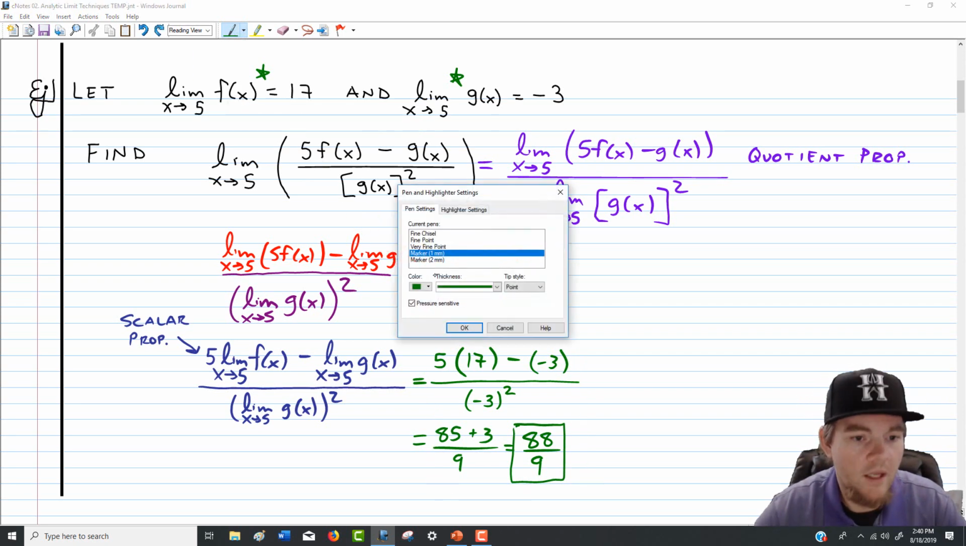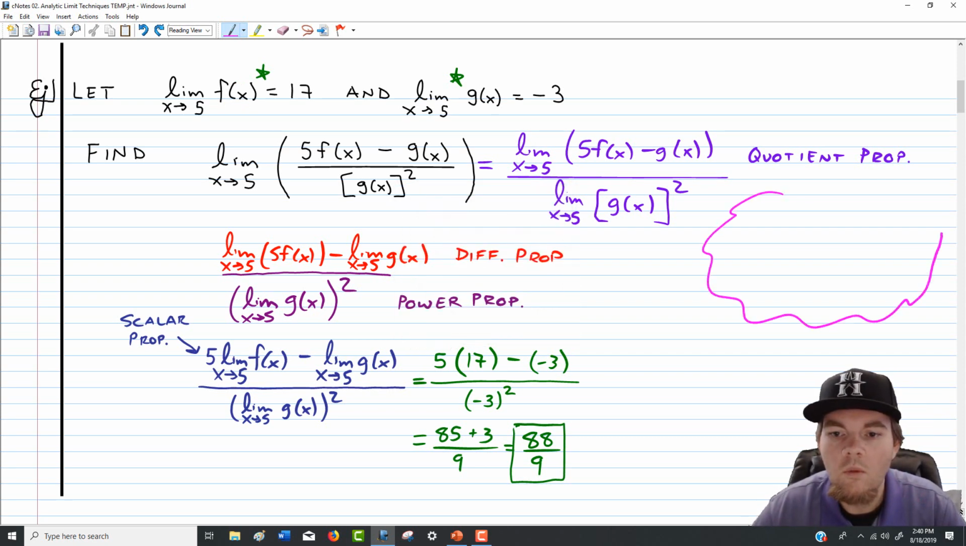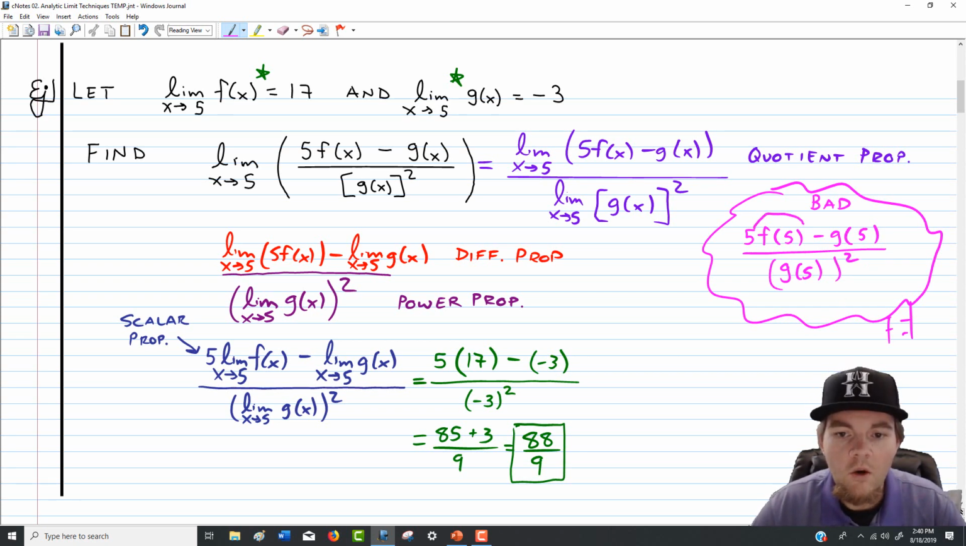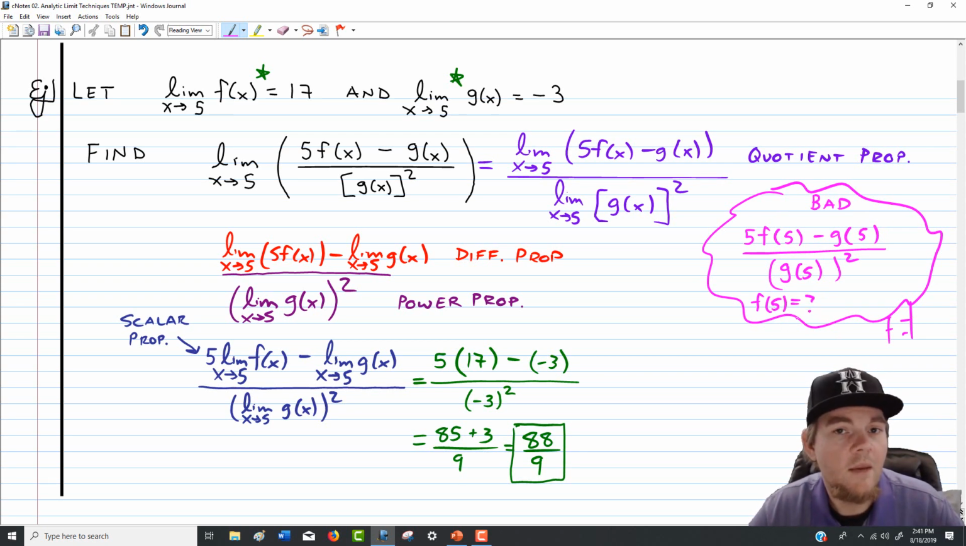The one thing I want to caution you against, I don't know how to show this in like a toxic cloud. We'll just do this over here. What I don't want in your brain, this is bad. What I don't want you to think of when you're doing this is this. And in fact, I have to strongly caution you against this, because this is incorrect. The reason being, we don't know what f of 5 and g of 5 are actually equal to. We have no idea, because again, as we talked about last week, we don't know what happens specifically at that point. We only know from the limit what the general behavior is doing.